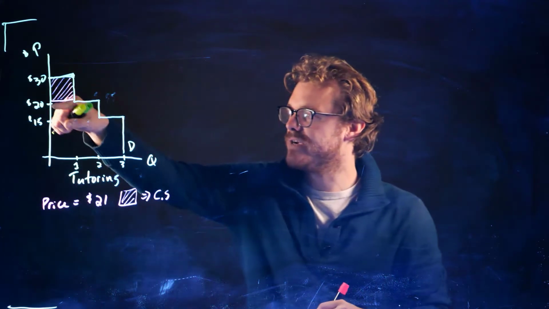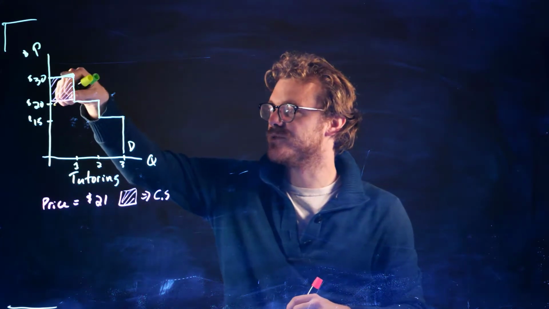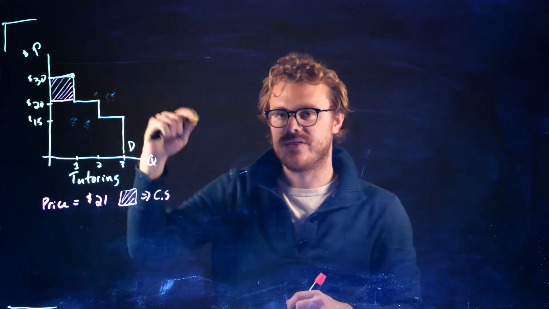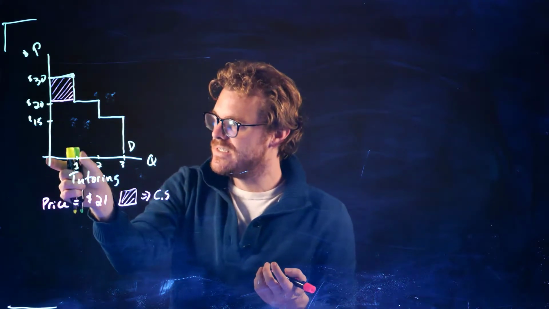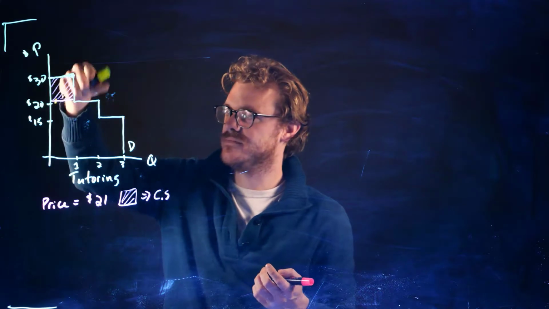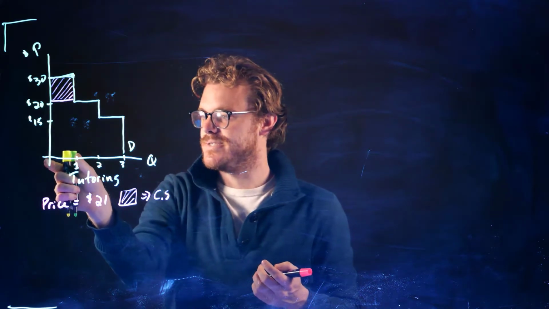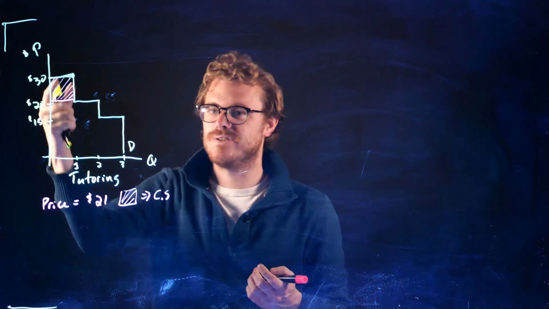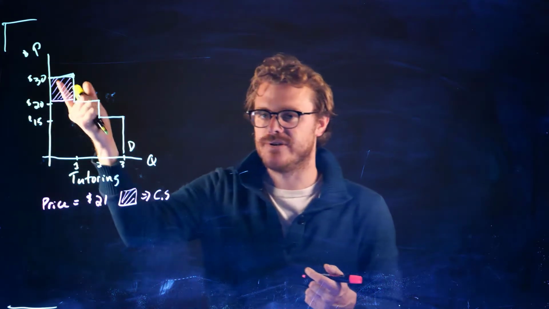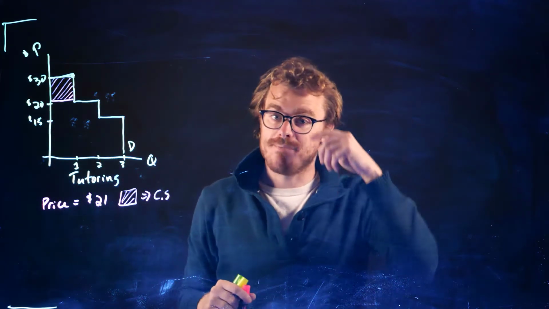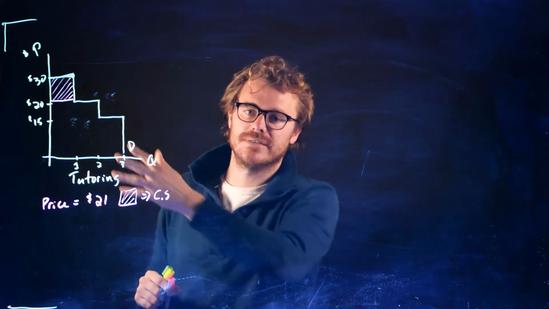So this area here is the consumer surplus. And so if we want to think about calculating that area, you could think of it's the area of a rectangle, right? It's a 1 by 9, so 1 times 9 is $9 or 9. Just like we got before. We're just thinking about it graphically now.